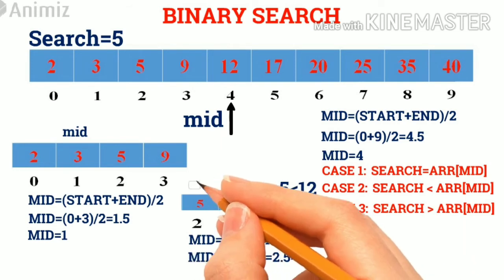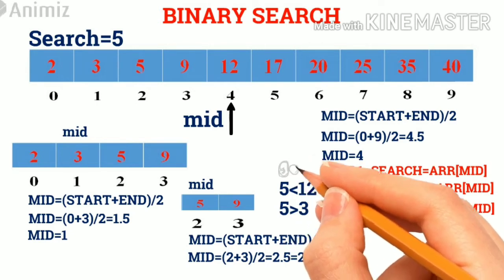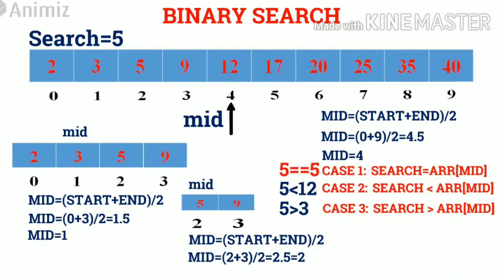Now here we got the middle, that is in the position of 2, that is 5. So this is successful because 5 is equal to the middle element 5. So here we got the success. Further, it will not proceed and it will terminate from the loop. So this is the way we have to find out the binary search. So let's start our coding.